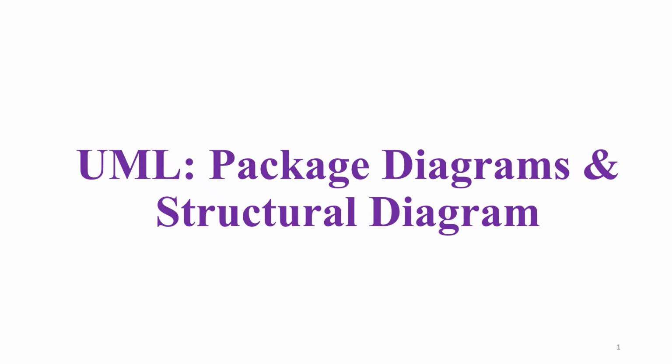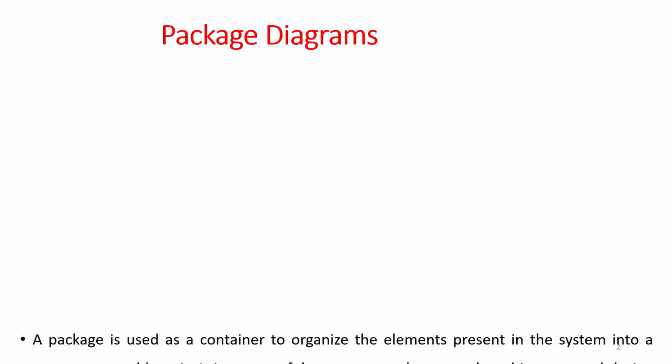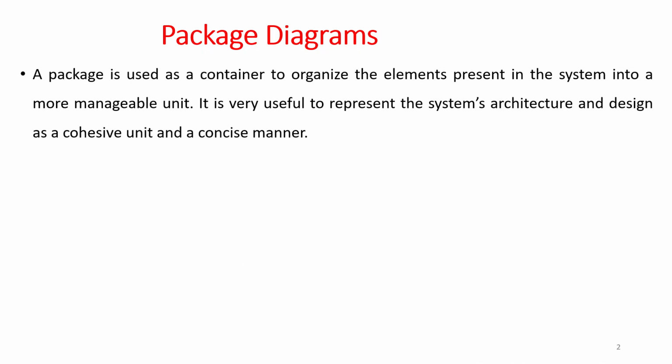Here we'll see the UML package diagram and UML structural diagram. So let's see how the package diagrams look. A package is nothing but a container to organize the elements present in the system in a more meaningful and concise manner. The subsystems present in the packages must form a cohesive unit, that is, the arrangement of the units should be related to each other.